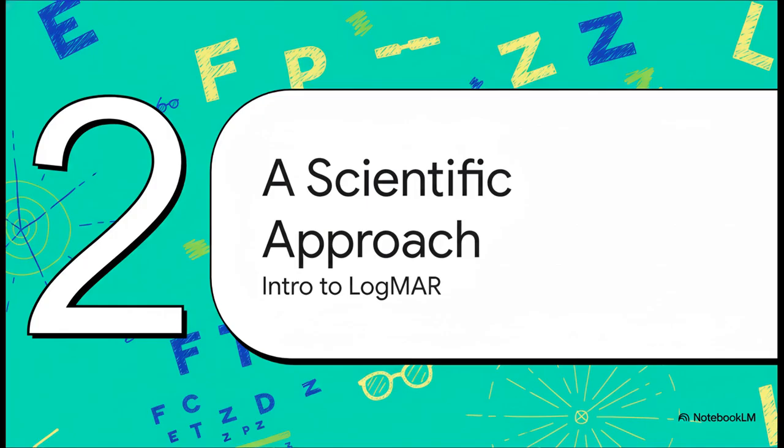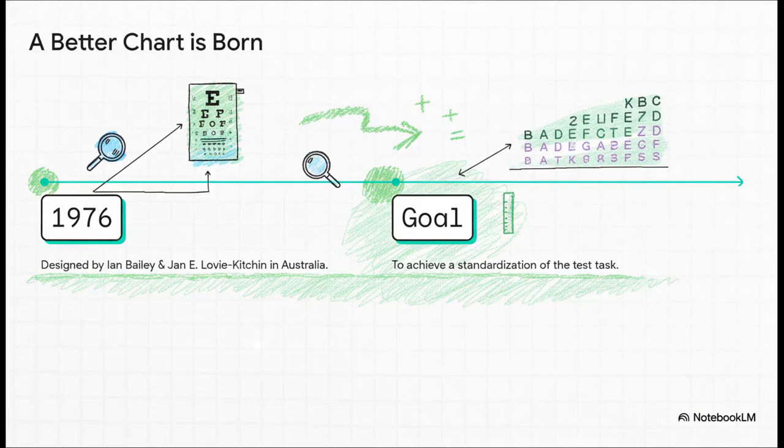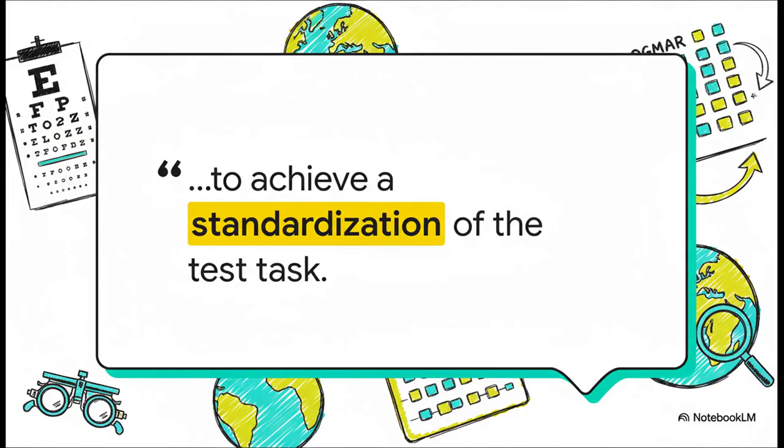And this is where we introduce the LogMAR chart. So picture this. It's 1976, and two researchers down in Australia, Ian Bailey and Jan Levy-Catney, set out to fix the flaws of those old charts. Their goal was simple, but it was also profound. They wanted to standardize the entire task of reading letters on a chart to make every single step of the test consistent and repeatable. And this quote from their original paper really says it all. This wasn't just about coming up with a new design. It was about creating a whole new standardized principle for measuring vision. They were bringing true scientific control to the eye exam.